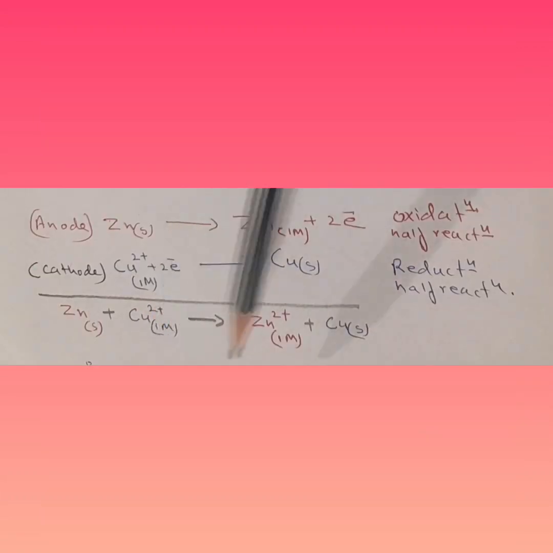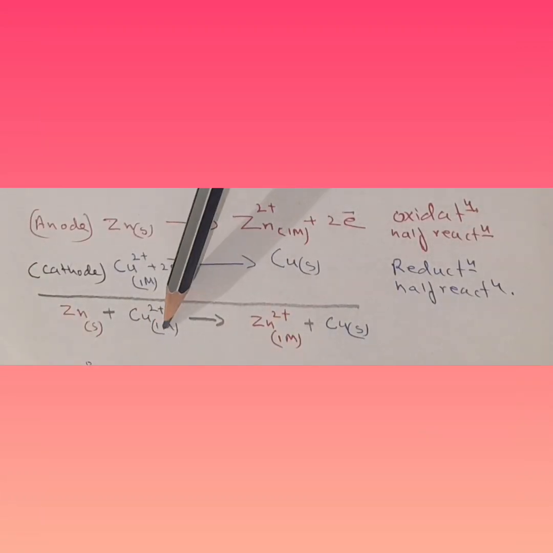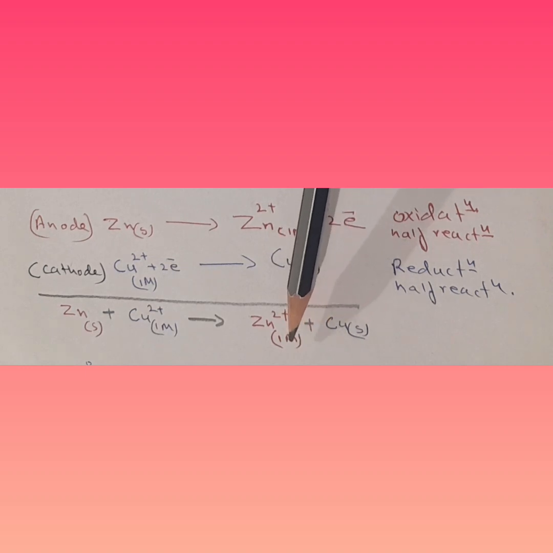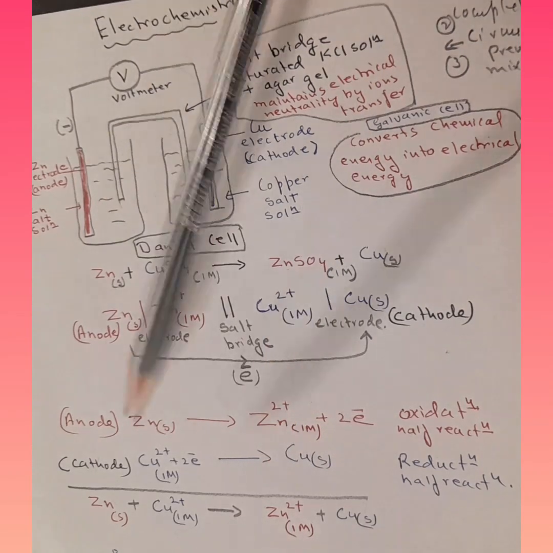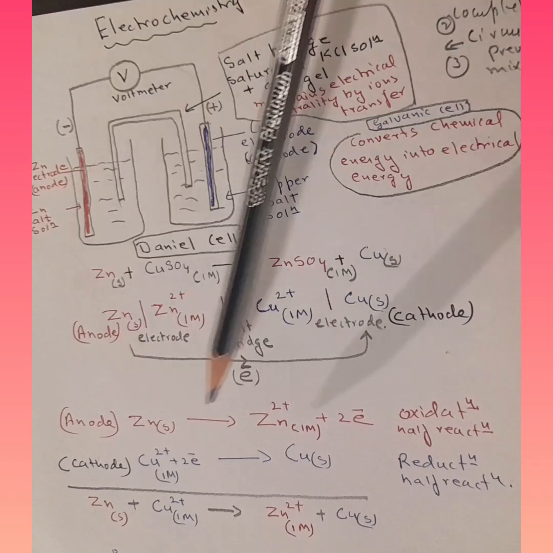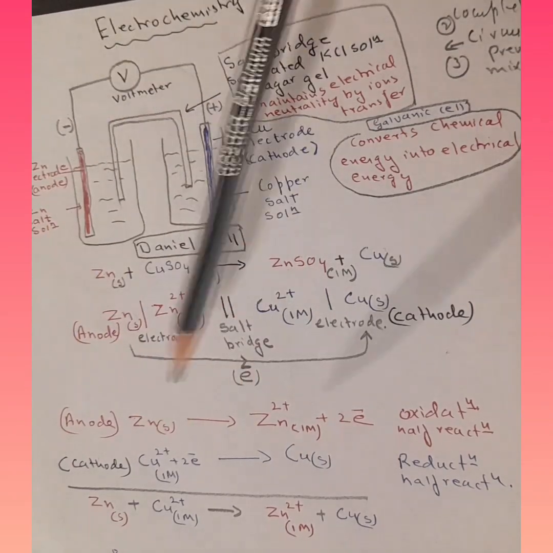Alright, and 1M I have given because it is 1 molar concentration, as I told that we are talking in terms of standard potential. Standard potential means the concentration has to be 1 molar, atmospheric pressure has to be 1 atmosphere, and temperature has to be 25 degrees Celsius, which we would see later on. So those are the conditions under which we have performed this cell reaction.